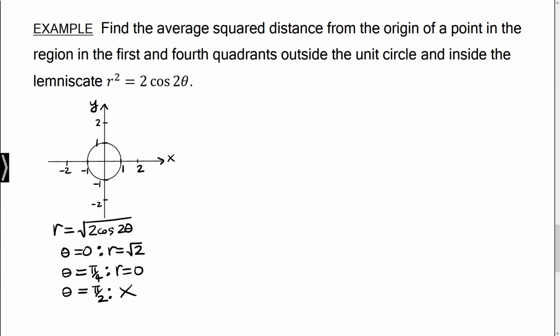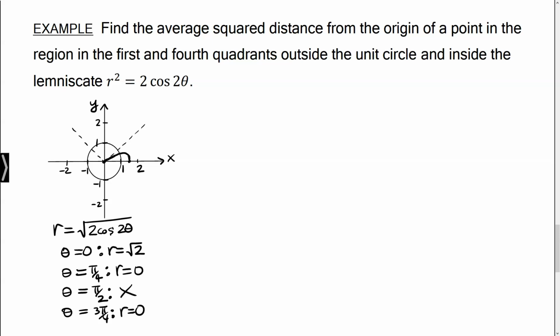So what's happening is the radius starts at root 2, which is about here. And as we get up to pi over 4, so here's pi over 4, it's already decreased down to 0. So that means it starts off here, and it goes down like this. So it decreases like that. And then between pi over 2 all the way up to 3 pi over 4, once we get to 3 pi over 4, it's going to be back to 0. We're going to get r equals 0 again. But that's over here. So now it's back to 0.